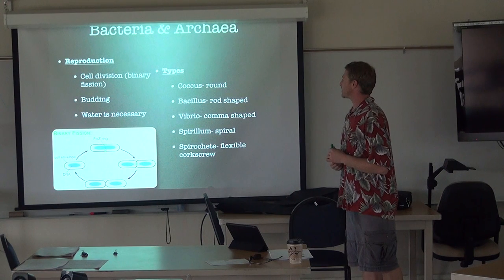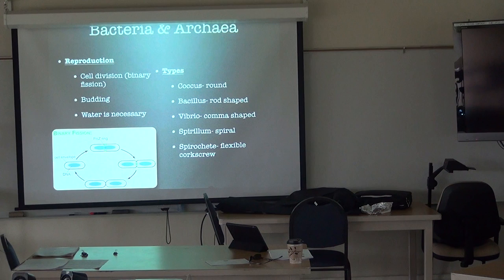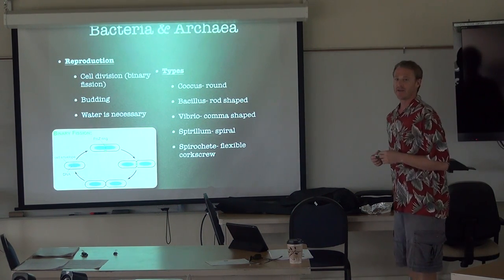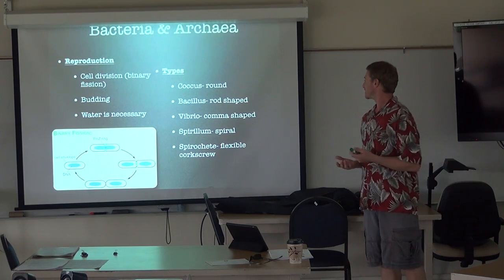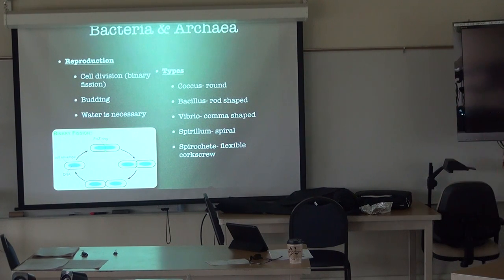There's many types. There's the coccus, the bacillus, the vibrio, the spirillum, and the spirochetes. They all have different shapes to them, giving them different functions. So rod-shaped ones versus round-shaped ones generally have similar functions. The rod-shaped ones kind of have the same gig in life. The round ones kind of have the same gig in life, which basically means that they have some sort of relationship of their function based upon their structure.